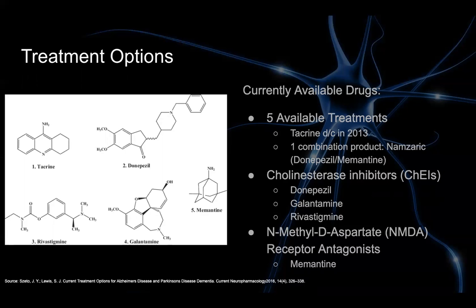Three are cholinesterase inhibitors, such as donepezil, galantamine, and rivastigmine. One of them is an NMDA receptor antagonist called memantine. One is a combination product called Namzaric, which is a combination of donepezil and memantine. Tacrine was taken off the market in 2013. I also work in a pharmacy, and I started right around 2013, and I remember having to pull some of that drug off the shelf when it was taken off the market because of liver and kidney toxicity in a lot of patients.